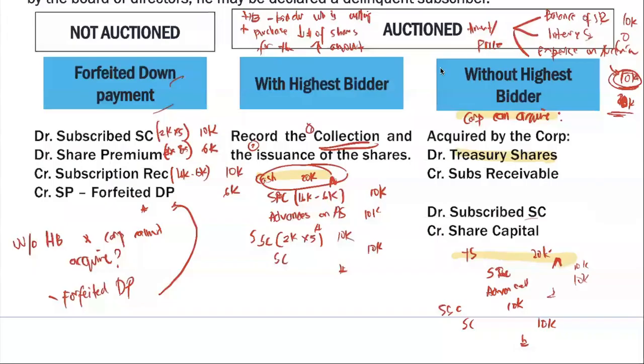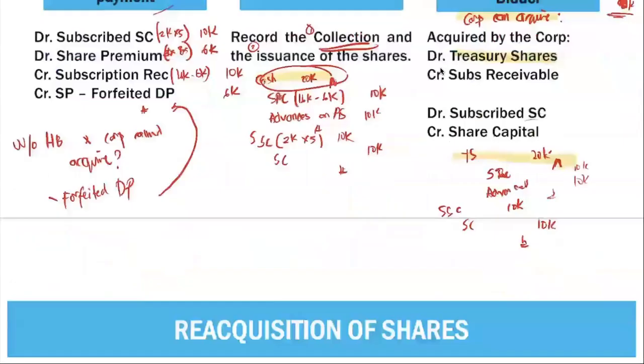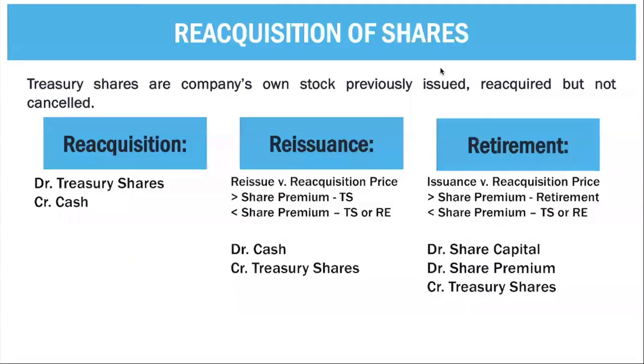So we just finished talking about your subscription and how do we account for it in case there is a full collection of our subscription and in case our subscription is considered a delinquent subscription. We go now to another topic for your shareholders' equity. As to your contributed capital, we call it your reacquisition of shares.